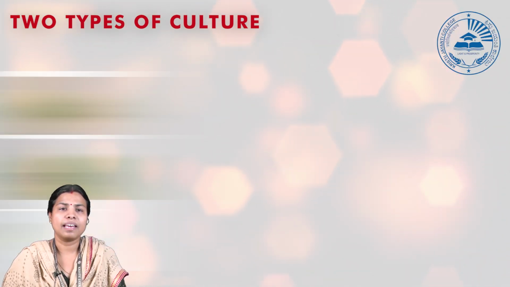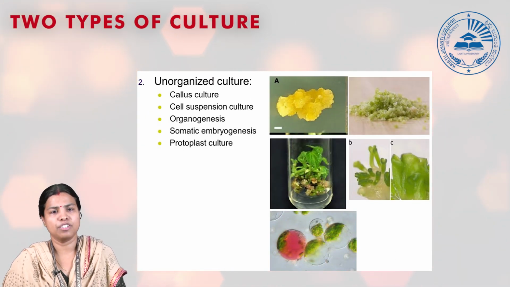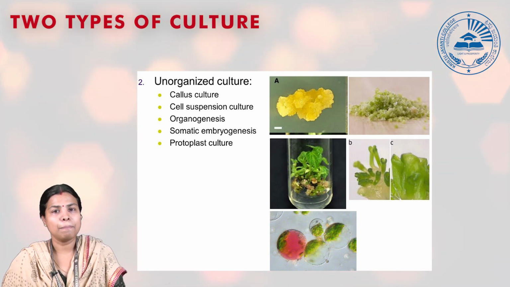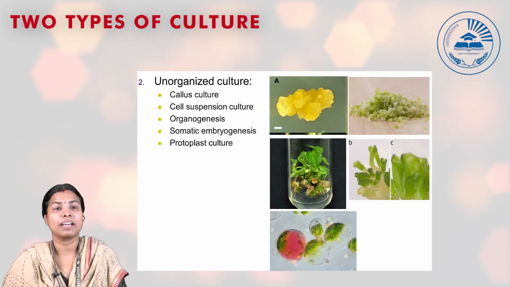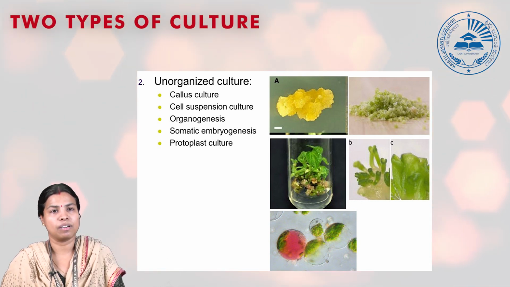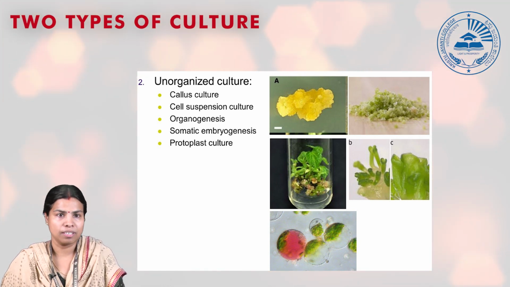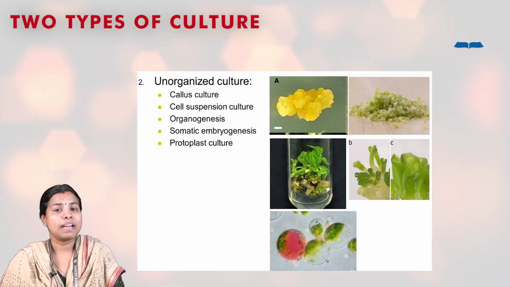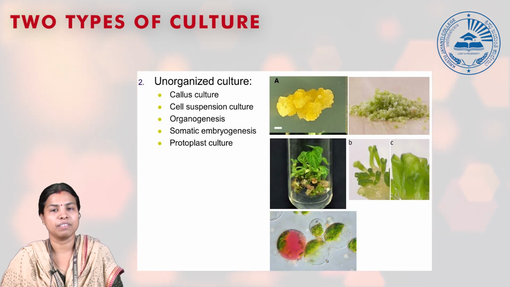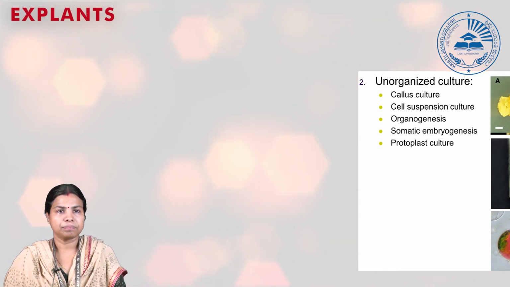The second type is unorganized culture, which is not in the form of a complete organ. Any proliferation, if you are using that, we call it unorganized culture. Callus culture: a clump of undifferentiated mass of simple parenchymatous cells is called callus. If you are using it as an explant to initiate plant tissue culture, we call that callus culture. And the pieces of callus, we call cell suspension culture. Organogenesis, somatic embryogenesis: if you are starting with a somatic embryo. And if you are starting with a protoplast, a cell devoid of cell wall, we call it protoplast culture.